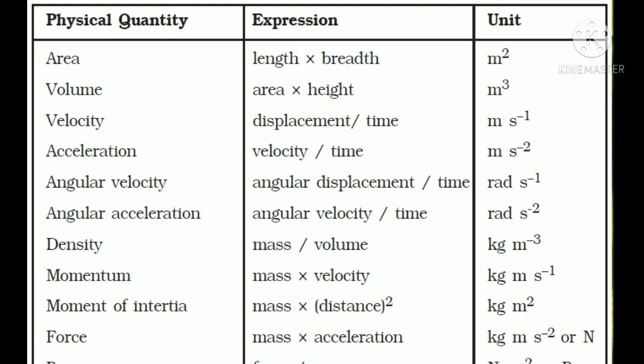Okay, so now the physical quantity moment of inertia. The expression is mass into distance square. The unit of mass is kilogram and the distance square, so meter square. Next quantity is force. You know, force equals the product of mass into acceleration. The unit of force is kilogram meter second power minus 2, or Newton.